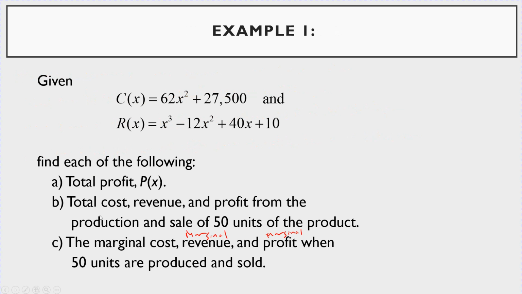So we've got total profit, we've got the total cost. Now let's talk about the marginal cost, when 50 units are produced and sold. Okay, so if we're at 50 units, the marginal cost is going to tell us the cost to produce the 51st unit. The marginal revenue will tell us the additional revenue we'll bring in from selling the 51st unit, and the marginal profit will tell us the amount of profit we'll bring in from selling the 51st unit.